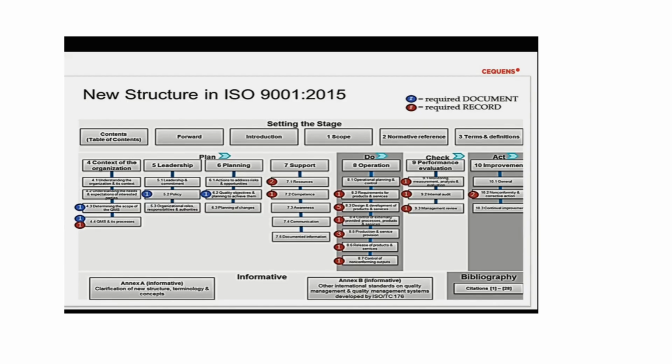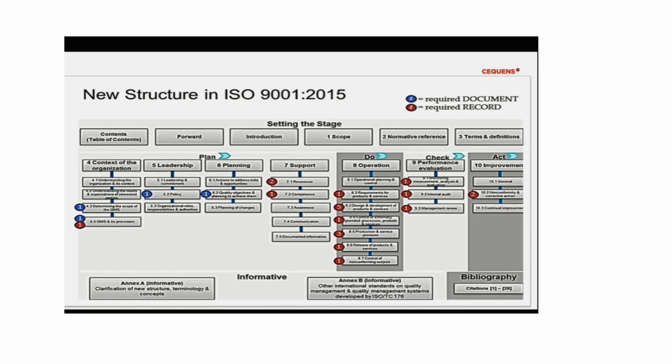Again, 8.4, control of externally provided processes, products, and services. This is the quality part. So I have to have an audit, so I can have control over what you provide. I have to see your process. Is it good or not? Your products, are they following? Are you following the processes? And so the products are good. Are your services after selling, are your services good or not?